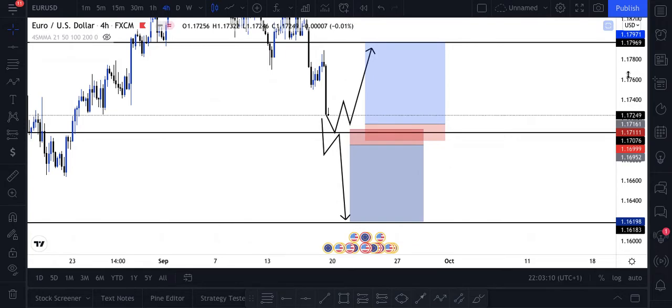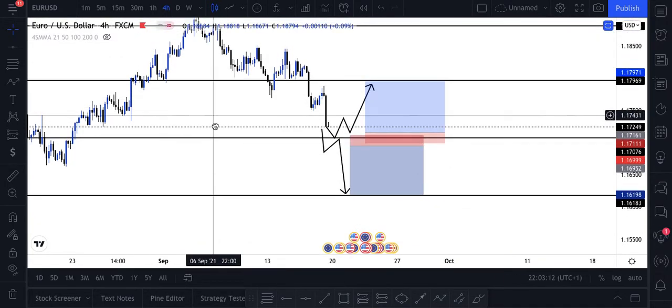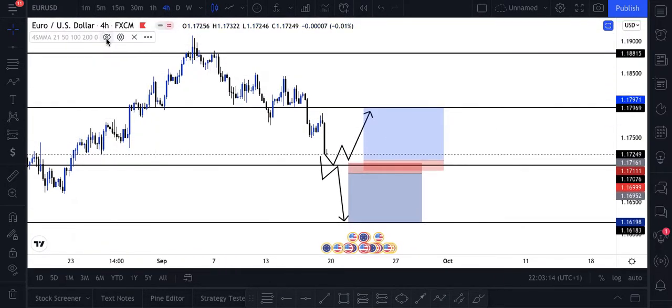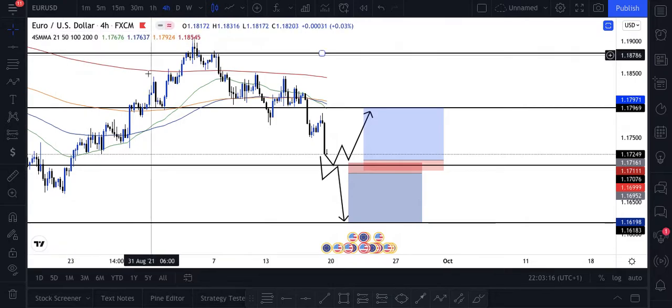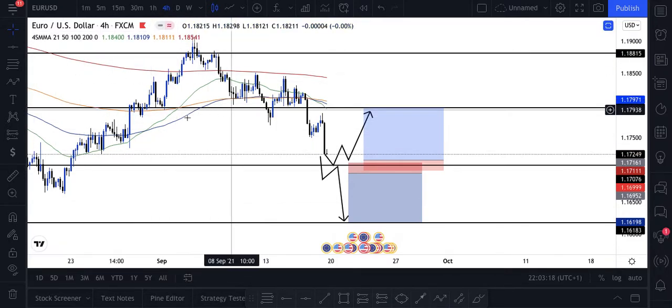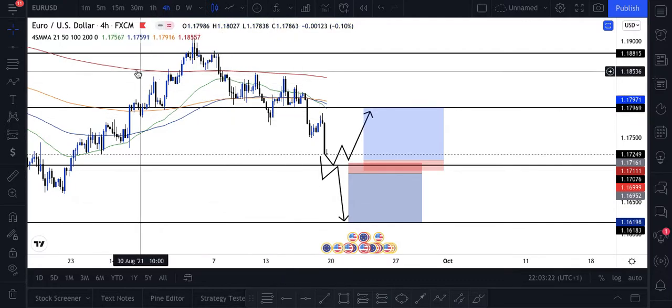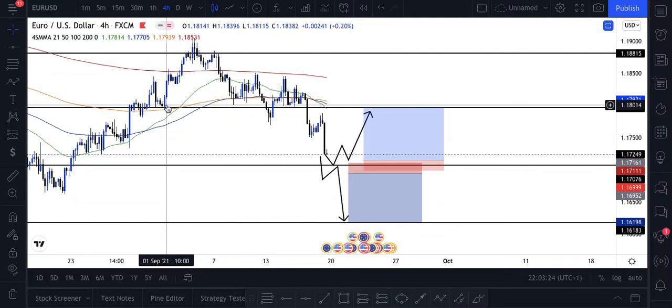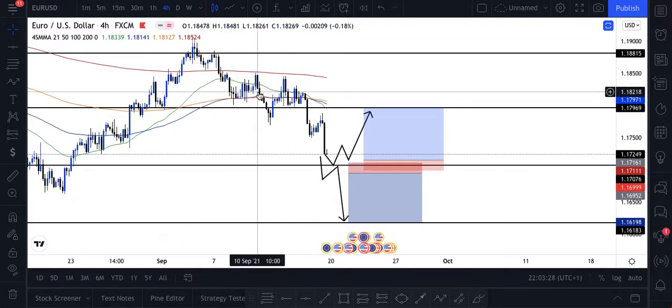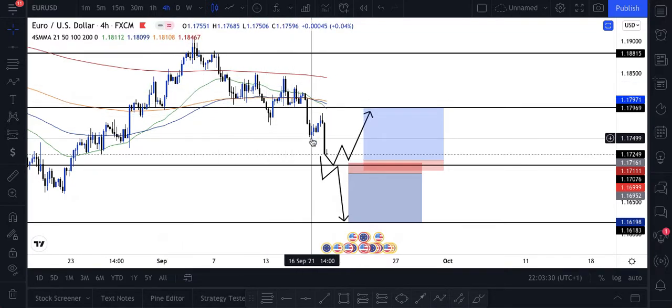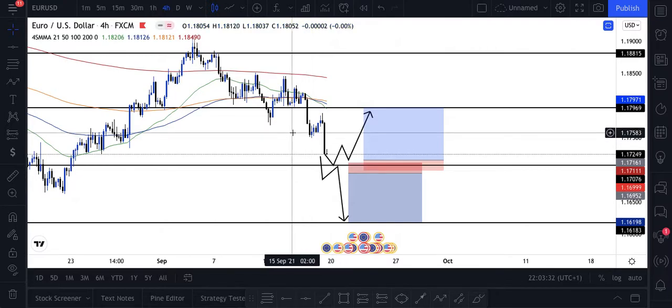Also, if you would like to throw in a few indicators just to help you with the confirmation, I like to throw in my smooth moving averages. As you can see here, we are trending below our 200 and the 100, and also the 50 and the 21. So we are definitely bearish. There's no doubt about it.